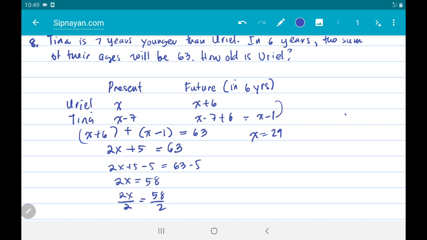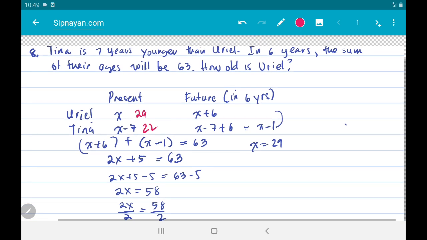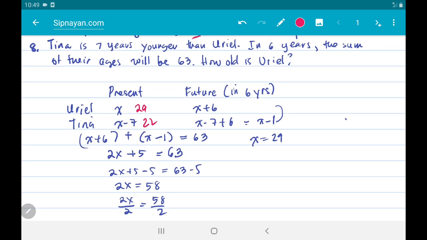Ano yung 29? The present age ng x natin, the present age of Uriel. Si Tina ay 7 years younger. So, 22 years old siya, di ba? And in 6 years, ilang taon na si Uriel? 35.